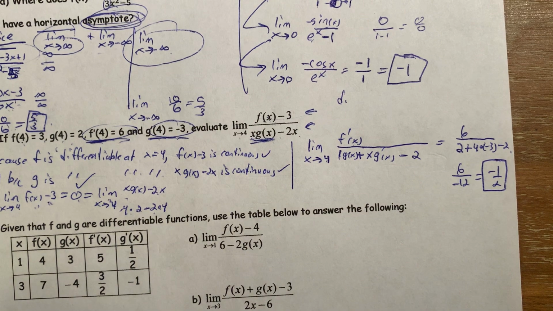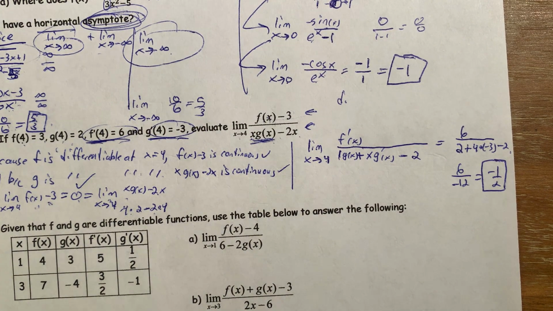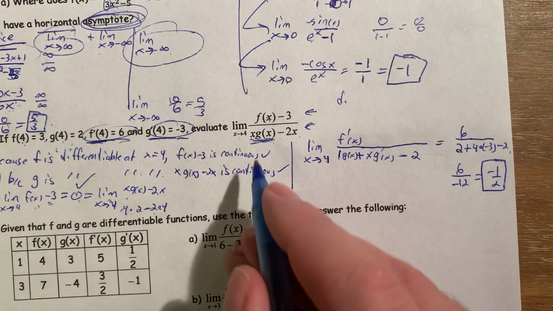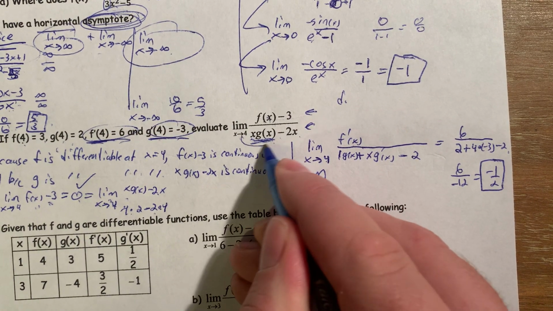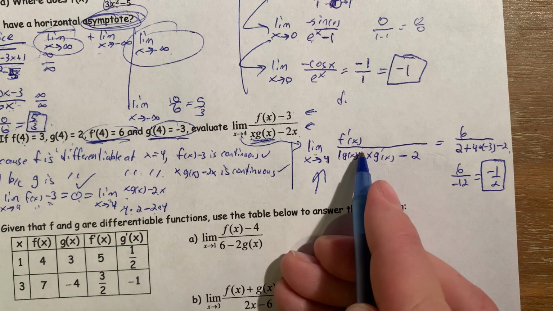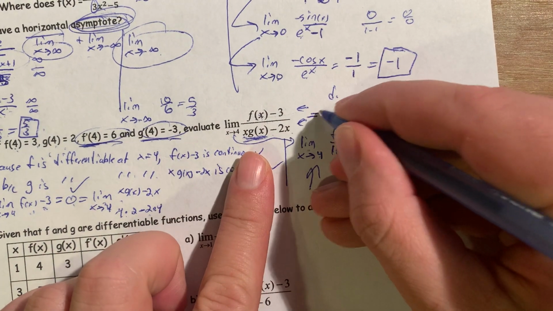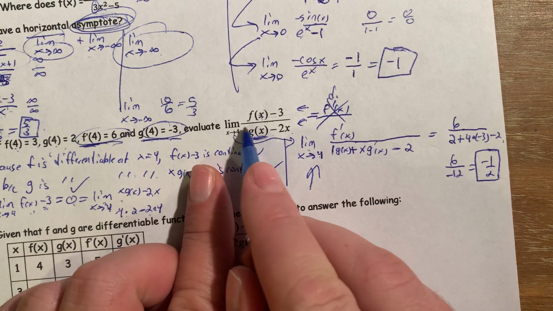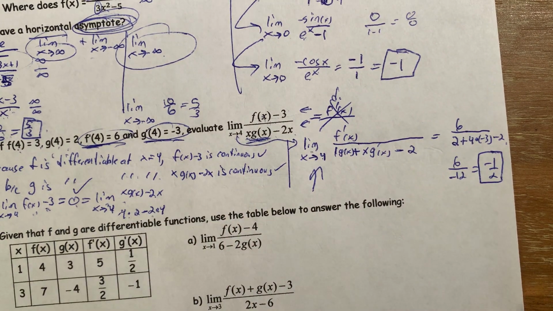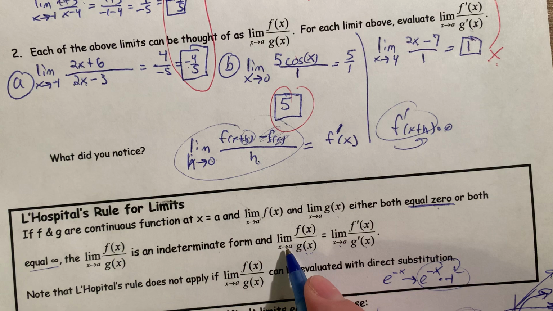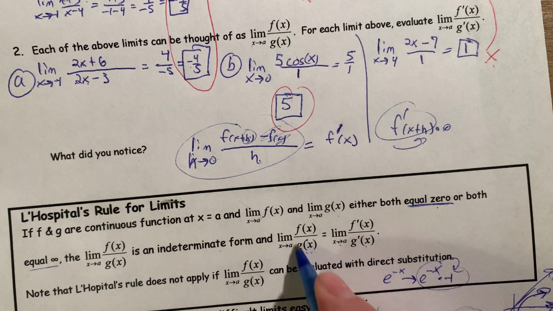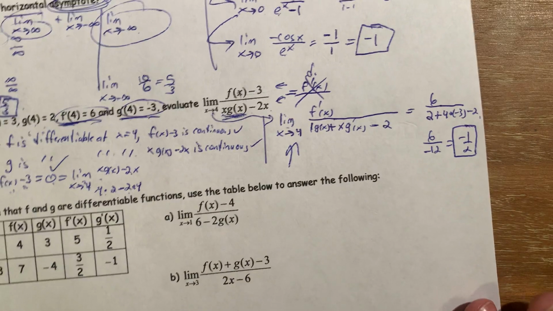I'd just like to point out a few other things. While we're talking about free responses, you have to write the limit again. Sometimes kids will just write equals f prime of x over this, and that is not true. You need to actually write the limit again, because that's what L'Hopital's rule says: the limit of something is equal to the limit of the derivatives. If you don't write the limit both times, then you haven't written the same thing, and it's not correct.